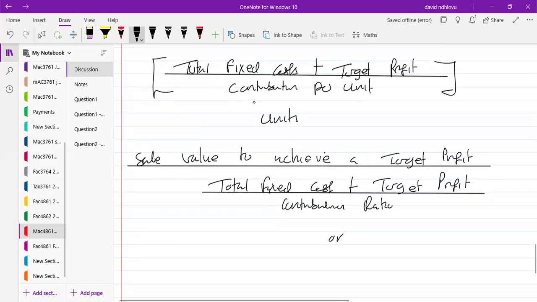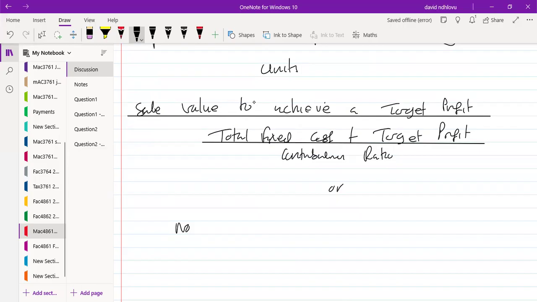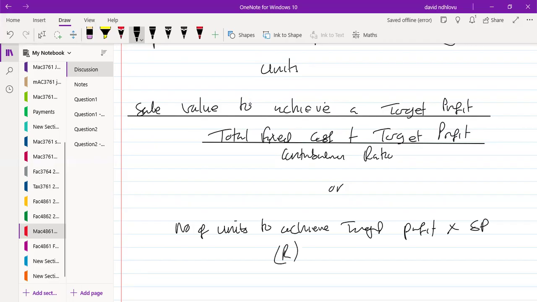Right, or if you already have the number of units to achieve a target profit, you simply multiply by the selling price. Again, it will give you the same answer as long as your calculation of the number of units is correct. Just multiply that by the selling price, and you'll be able to calculate your sales value to achieve a certain break-even. So you'll be calculating in rand value this time.